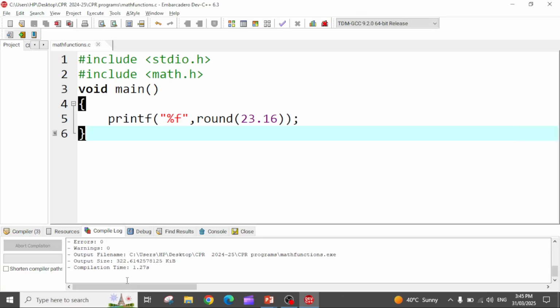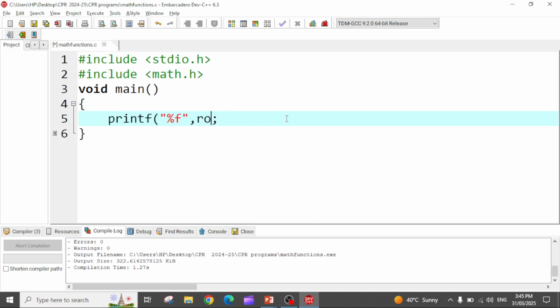Let us return to the C IDE. The first function I am going to explain is the ceil function. So what does the ceil function do? It rounds up. So it returns a value which is the next higher integer.